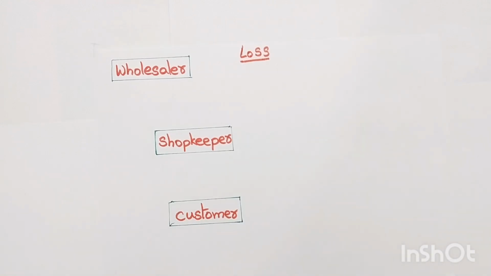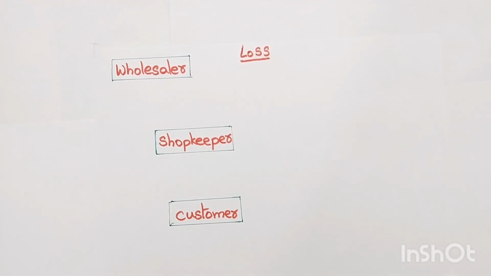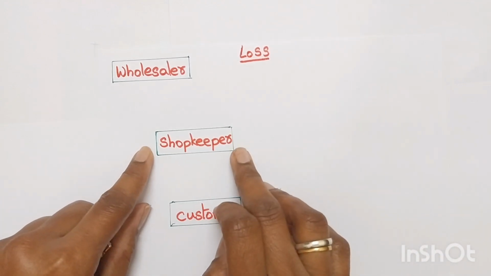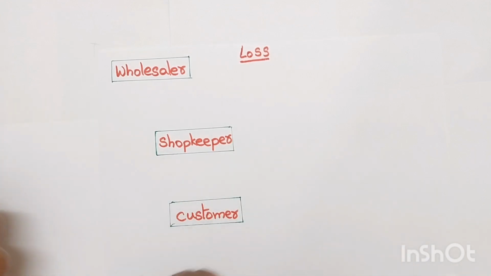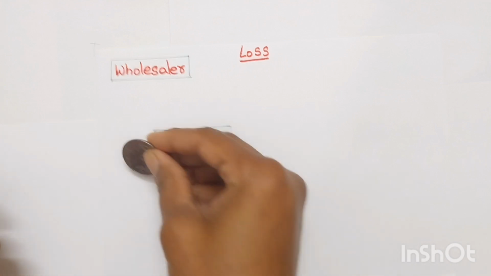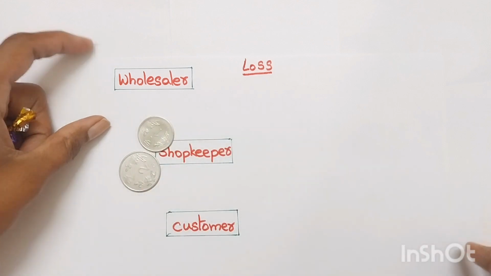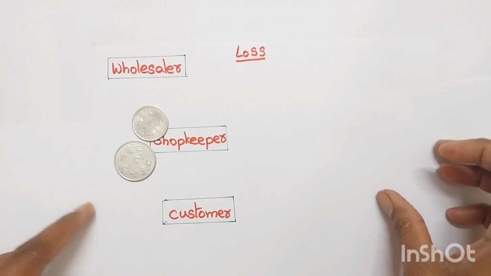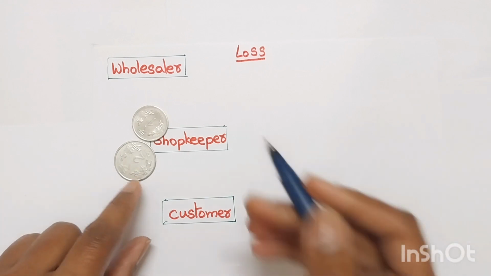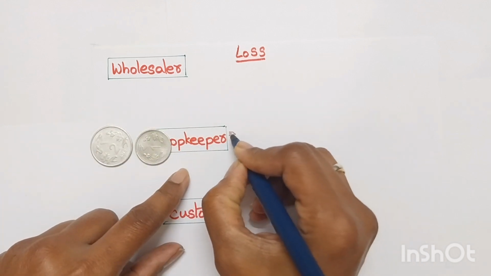Now we discuss loss. For this also we just take one example and do calculations. We have to keep in mind that the shopkeeper is the main person we need to consider for all the transactions. So this time the shopkeeper has 3 rupees. His original, actual amount is 3 rupees.